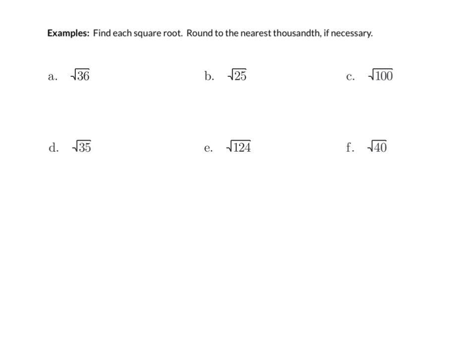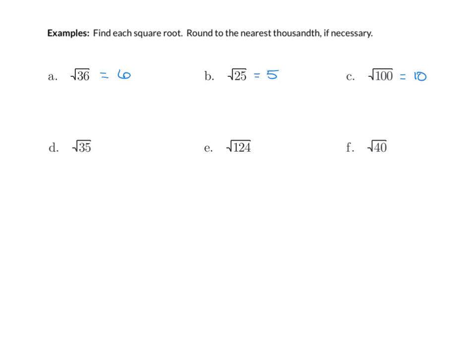So for square root of 36, I want to know what times itself equals 36. Our answer should be 6. 6 times 6 equals 36. So the square root of 36 is equal to 6. For B, the square root of 25. What times itself equals 25? We should get 5. So the square root of 25 is 5. For C, the square root of 100, we can ask ourselves what times itself equals 100, and I get 10. 10 times 10 is equal to 100, so the square root of 100 is equal to 10.